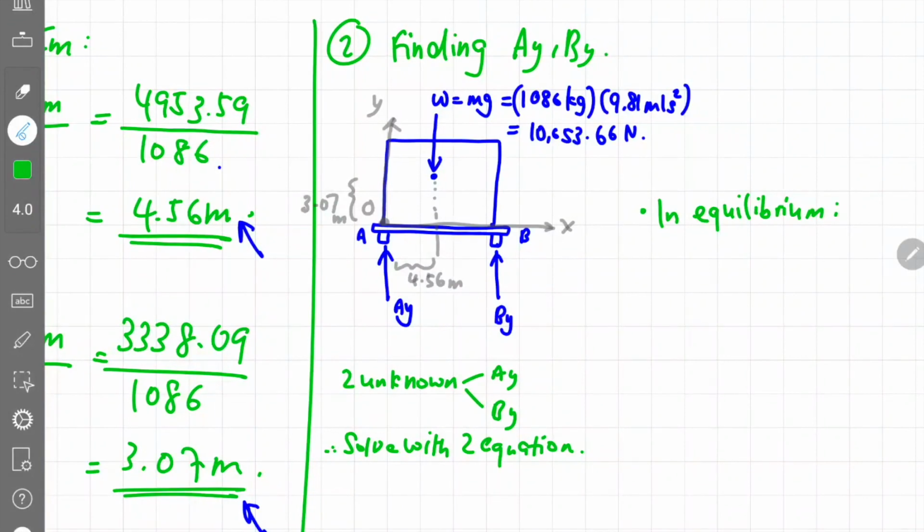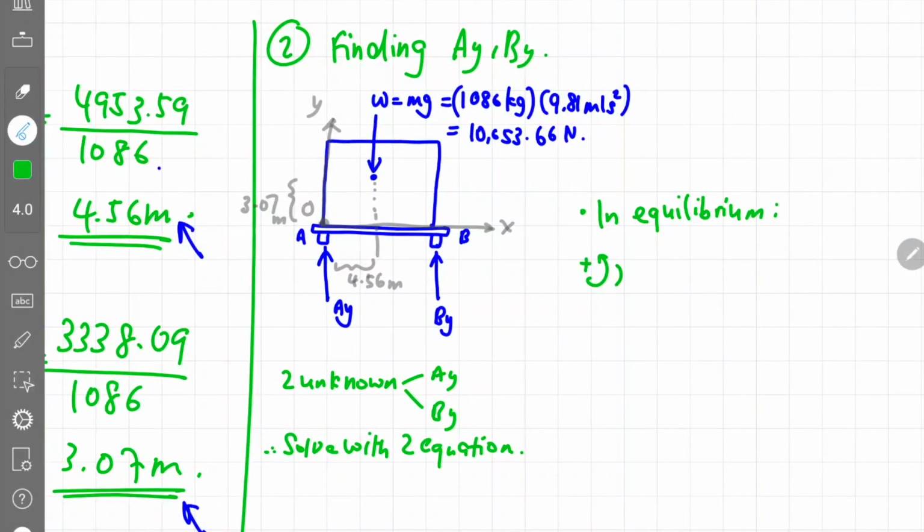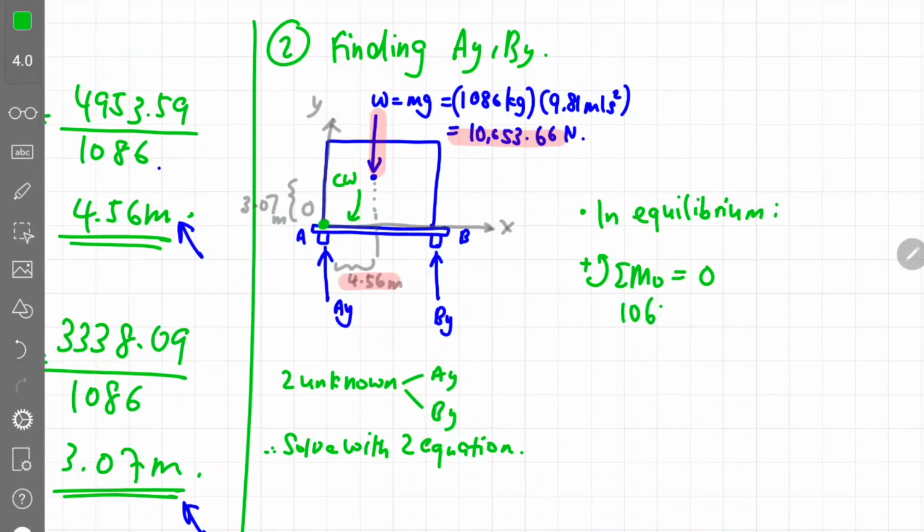So we are going to apply the equilibrium for moment at point O, okay, at the origin. So summation of moment at point O is equivalent to 0. So this force, this weight, will create a downward moment at a distance of 4.56 meter. And if you plot the rotation along point O, it will create a clockwise kind of motion. So the magnitude is negative.